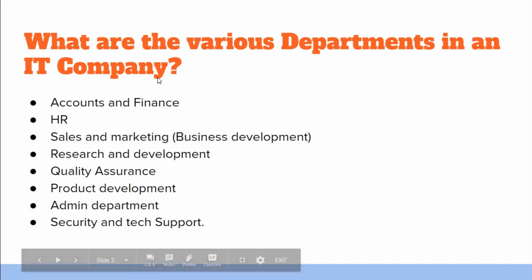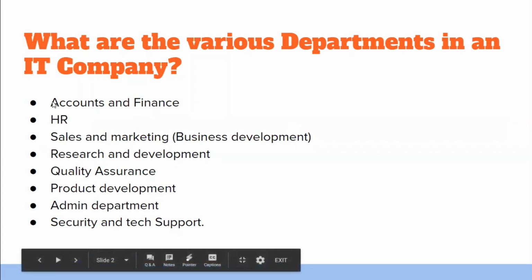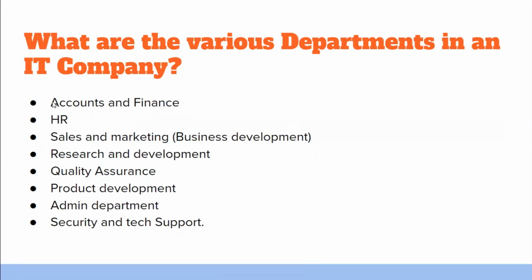First of all, it depends on what kind of company it is, a product based company or a consultancy or whatever it is, but you will get almost all these departments there. Accounts and finance department is always there. HR department is there. Sales and marketing department is there if it's some business related company. If it's more related to learning and research, you will get a research and development department.